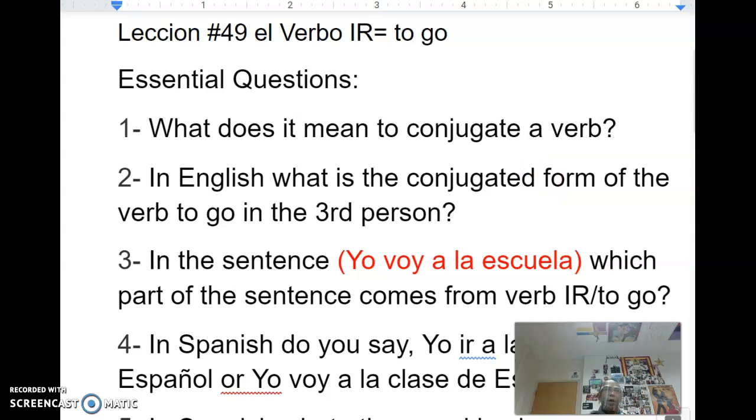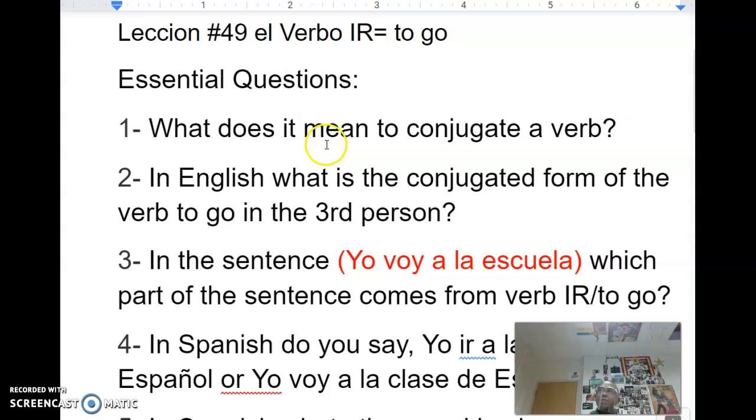Okay, so today we're going to cover the verb ir, the verb to go, from page 120. The activities that we are going to complete will be coming from page 121, activities 13 and 14, and then page 122, activities 15 and 16. They all have to do with the verb ir, which is to go.